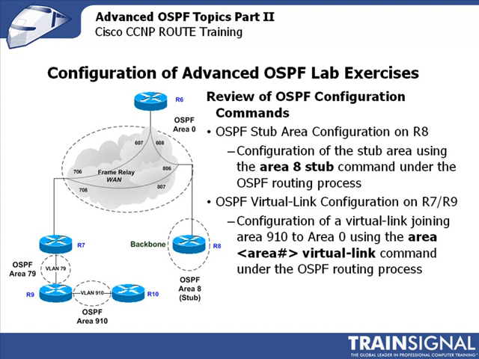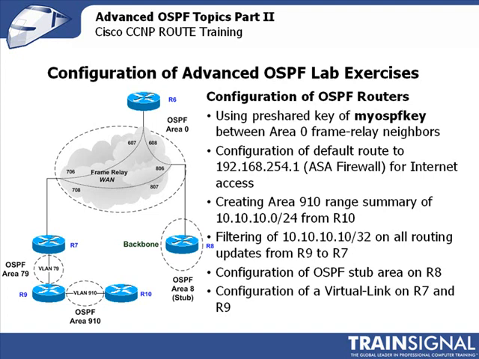We actually already configured our stub configuration on router 8 in a previous lesson, but the final thing we want to do is configure our virtual links on R9 and R7, which is our transit area. When we configure the routers, we'll use my OSPF key as the key for area 0. We're not going to configure a default route because we're going to do that later when we join the OSPF and EIGRP areas using BGP. We're going to create the area range command, filter the routing updates, configure the stub area, which we've done, and create the virtual link.